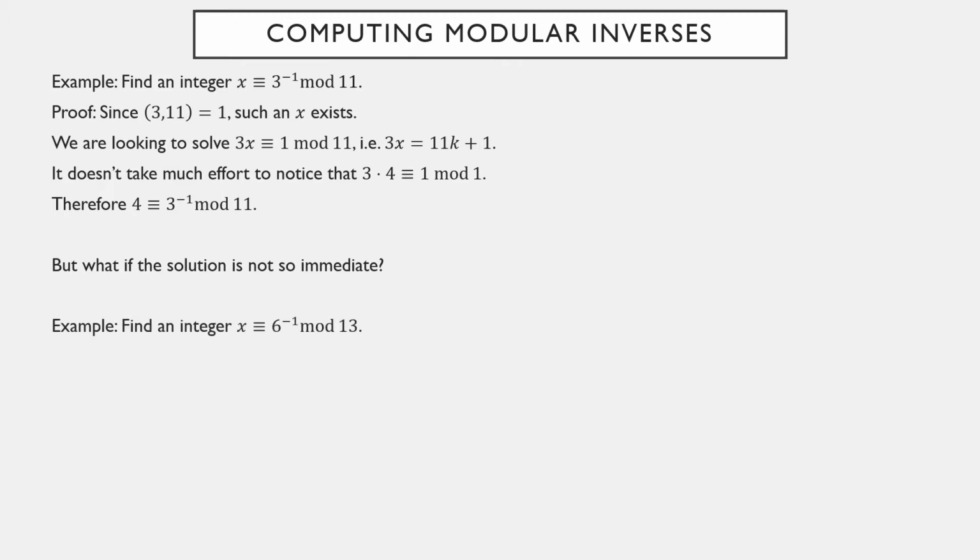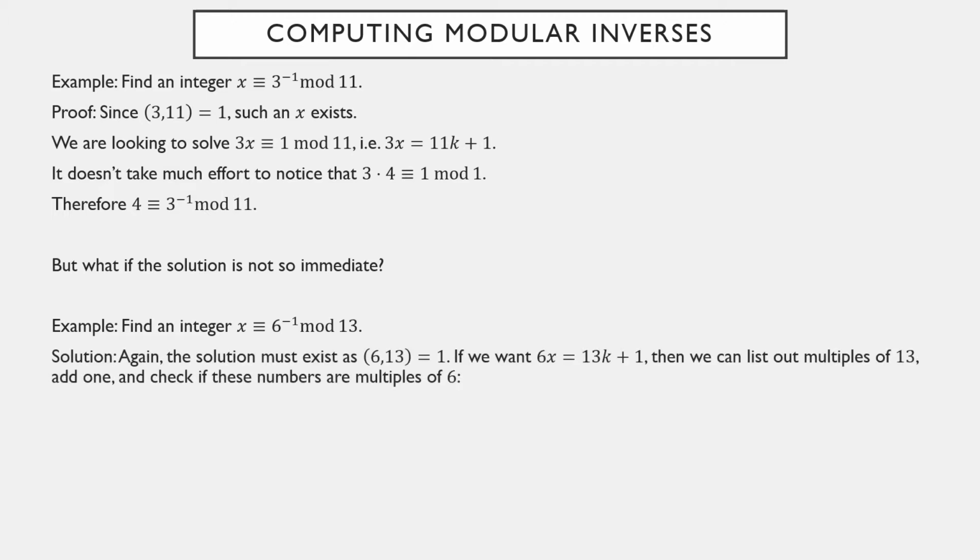For example, find an integer x equivalent to 6 inverse modulo 13. So again, since 6 and 13 are relatively prime, there is a solution, and we want 6x to be a multiple of 13 plus 1. So what we can do is list out multiples of 13 and add 1 and see if those are multiples of 6. On the right-hand side there we have 1 larger than a multiple of 13, and then we'll just check, can I make that 6 times something?